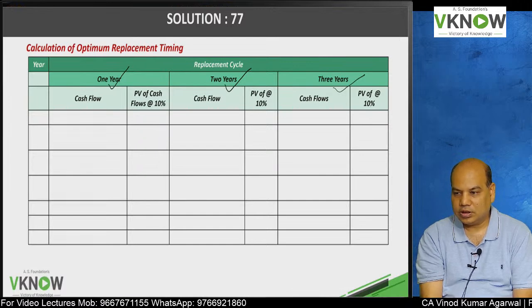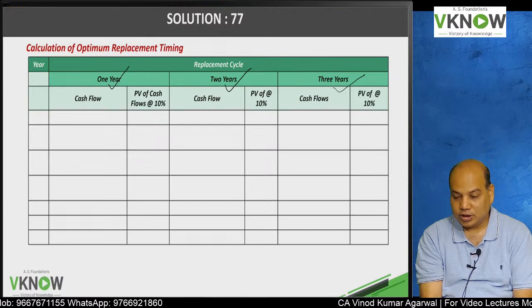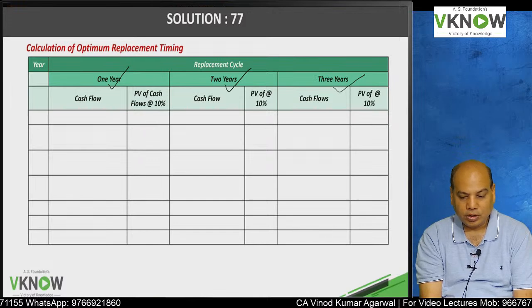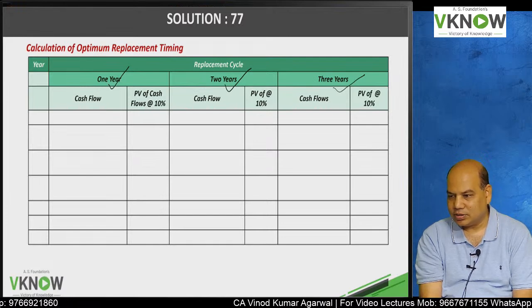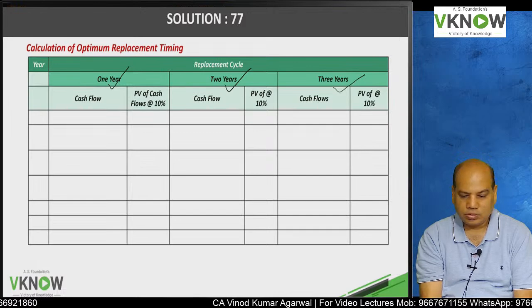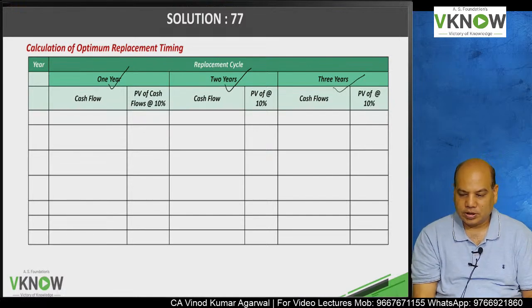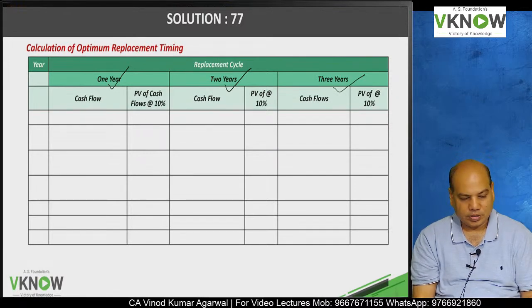Year, and then you write down a big column, replacement cycle. Under replacement cycle 3 columns: 1 year, 2 years, 3 years. Under 1 year 2 columns: cash flow, PV of cash flows at 10%. Under 2 years 2 columns: cash flow, PV of cash flow at 10%. 3 years 2 columns: cash flow, PV at 10%.